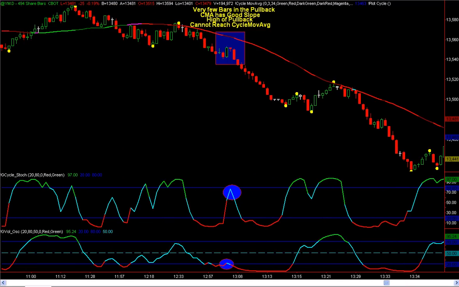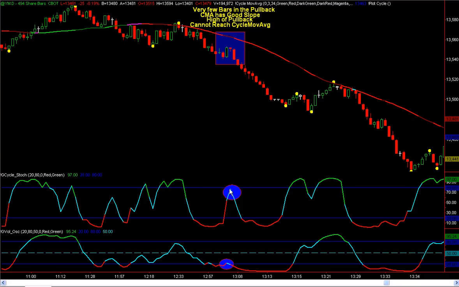Look at that, where you can read that a little better. If you'll notice also, the high of the pullback in this area could not reach the cycle moving average. We had a downtrend, sell-off, pullback, high could not reach cycle moving average. We had a nice slope to the moving average.